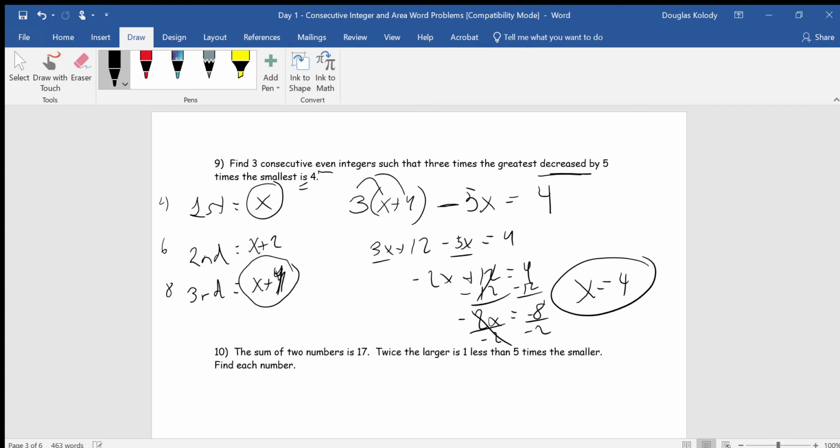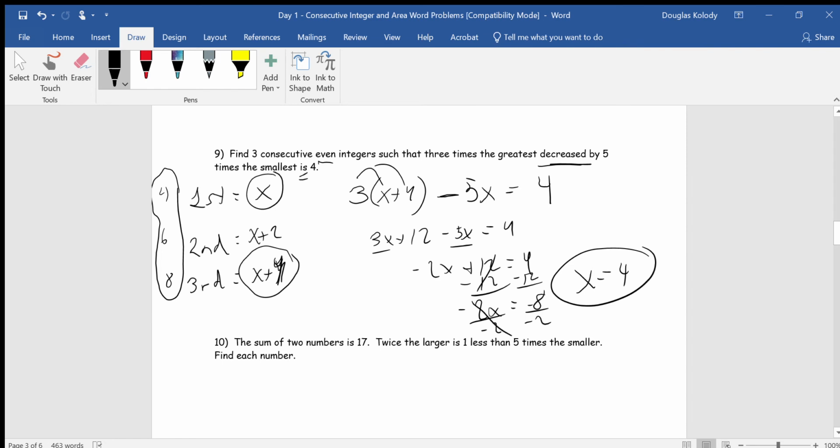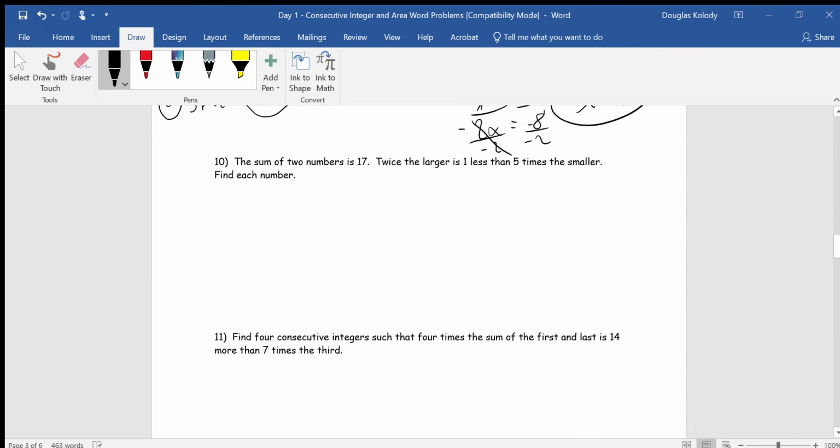Wow! I was so right on the money. I came up with the correct responses, 4 and 6 and 8. X equals 4. The next even number was 6, and the third even number is 8. How about them apples? All right, 2 more examples. Let's get to it. Number 10.